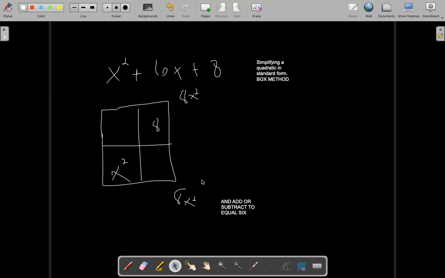So they add up to 6. We know the factors of 8. I can do that old school style: put the 8 on top, 1 and 8, and 2 and 4. There's nothing else, because 3 times 3 would give me 9, so that's it. Looking at those numbers, 4 plus 2 gives me 6, so those are the values that go in here.